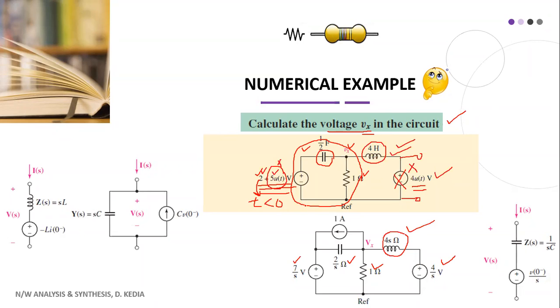So if we do that, we know that the capacitor will charge itself to this 2 volt. So the voltage across this capacitor will be how much? 2 volt. This will be the voltage across the capacitor.